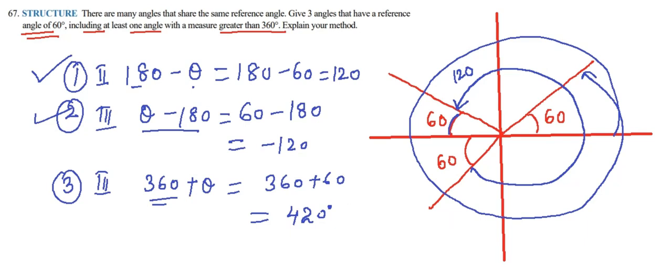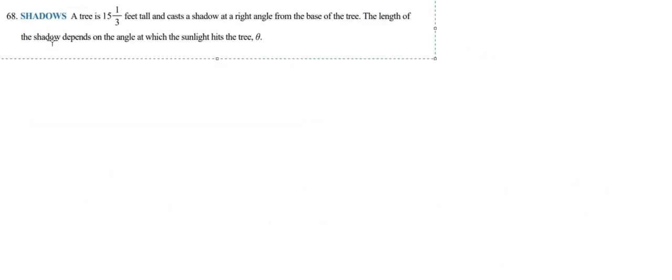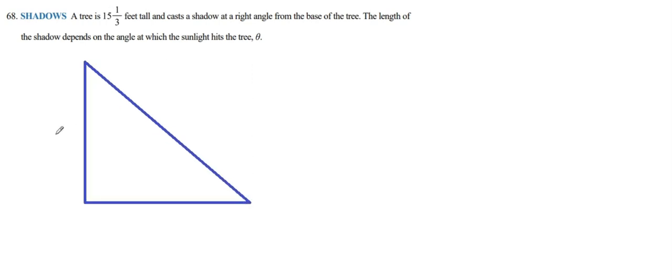Now look at the next question. One more question is there in this 19. Next is question number 68. Question number 68: a tree is 15 1 over 3 feet tall and casts a shadow at a right angle from the base of the tree. The length of the shadow depends on the angle at which the sun hits the tree. So first we need to draw the diagram. The tree's height is 15 1/3 feet.